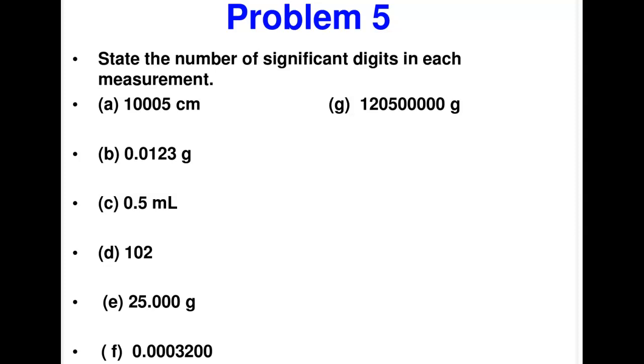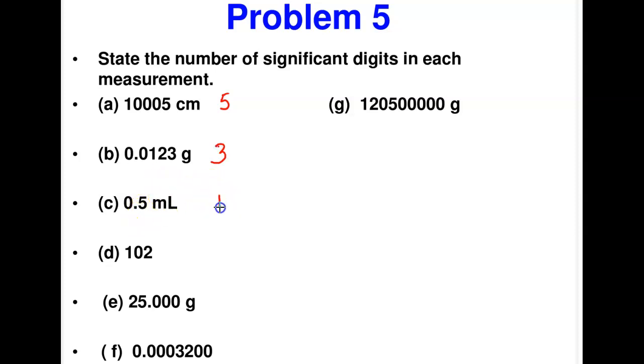This is a trailing zero. The zeros are in between two numbers. Every number has significance. So let's count 1, 2, 3, 4, 5. So this will be 5 sig figs. What about this one? These are leading zeros. They are not significant. So what is significant is this one here. So it's going to be 1, 2, 3. So we're going to have 3 significant figures.